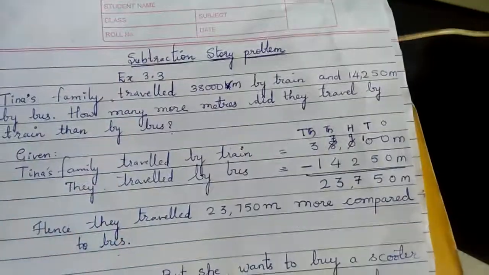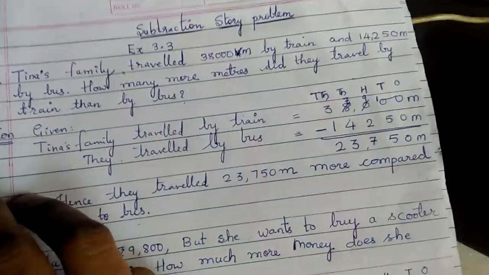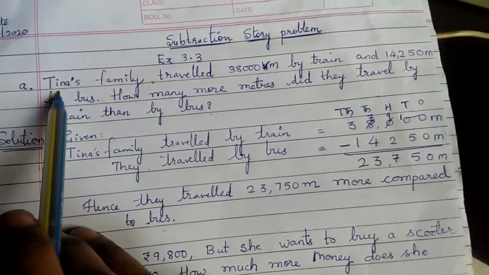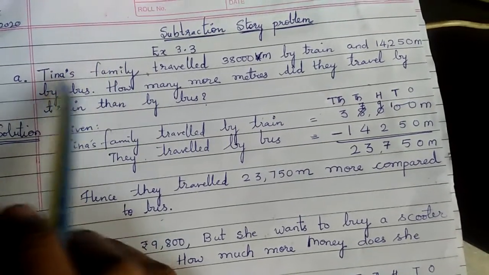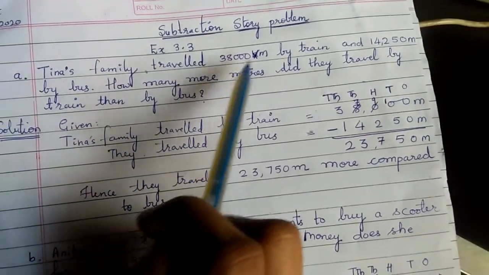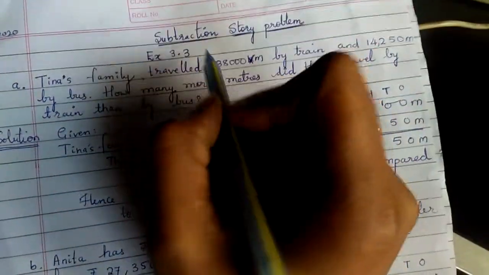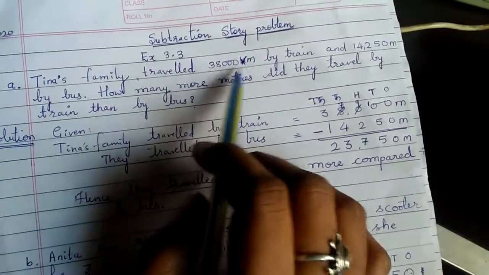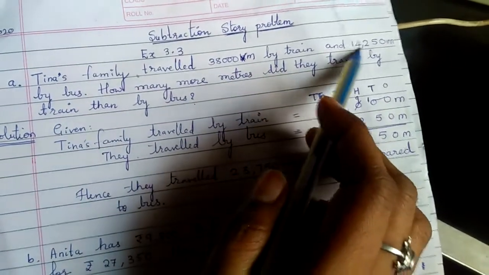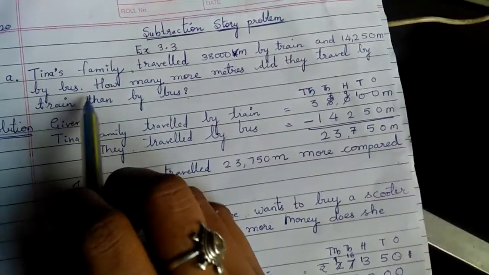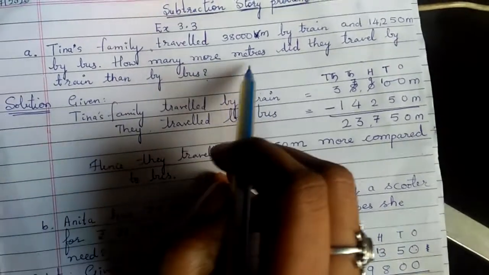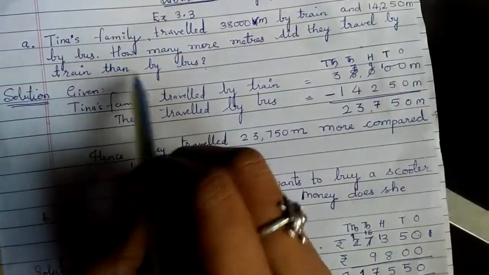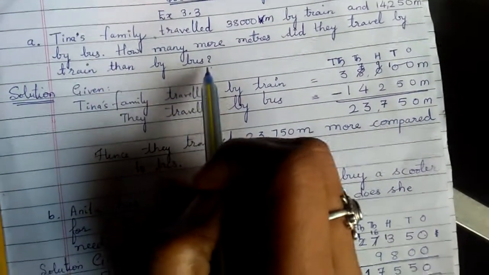If you just see the first one, I have taken a problem. If you can read the question from your textbook, that is the A1. Tina's family traveled 38,000 meter by train and 14,250 meter by bus. How many more meters did they travel by train than by bus?